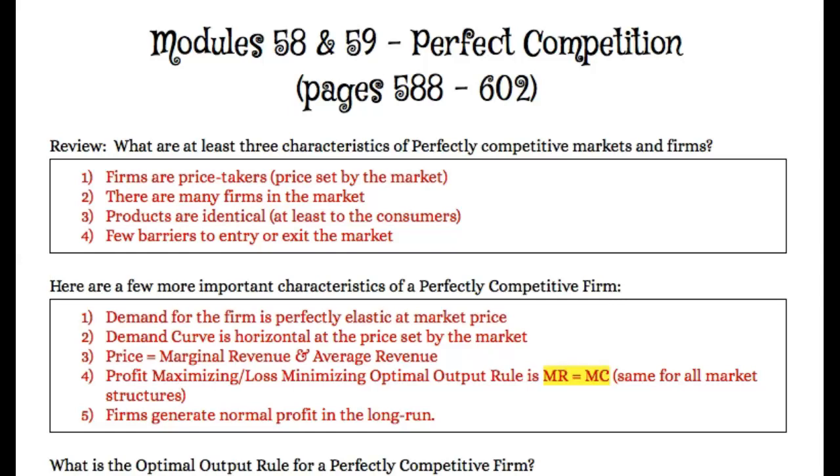Today we're going to continue our exploration of perfectly competitive firms. We're going to be looking at modules 58 and 59 in Krugman's Economics for AP, 2nd edition.